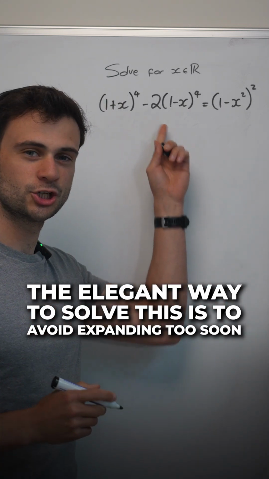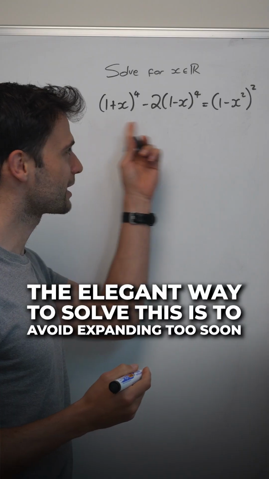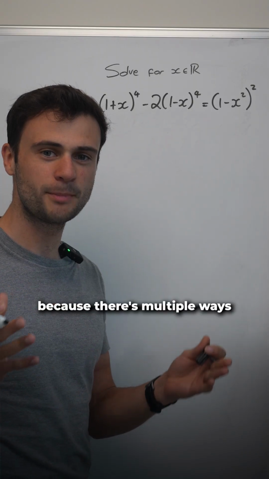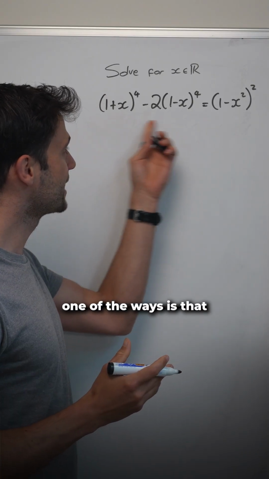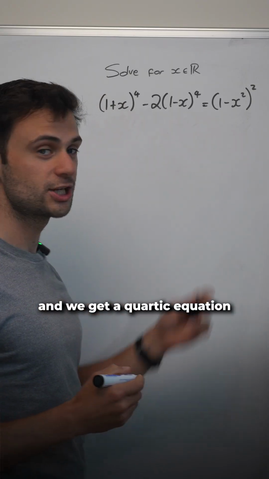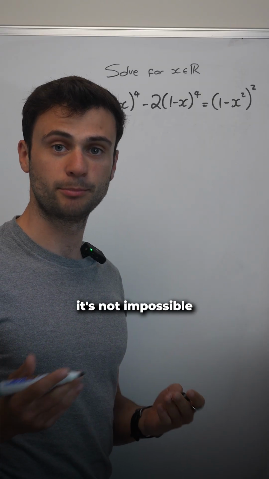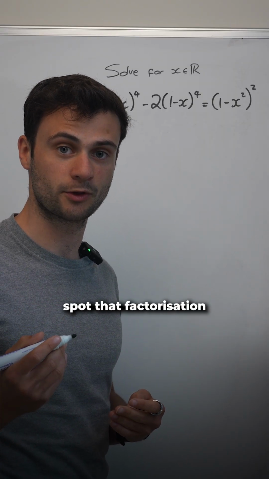Can you solve this equation in a beautiful way? Like, what is elegance in mathematics, and what would it look like solving this question? Because there's multiple ways that we can do this. One of the ways is that we can literally just expand everything and we get a quartic equation. And that quartic equation, although it's tricky to factorize, it's not impossible. For algebra, you would be able to spot that factorization.